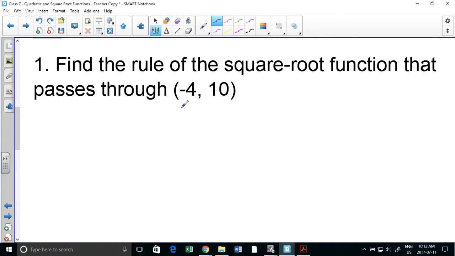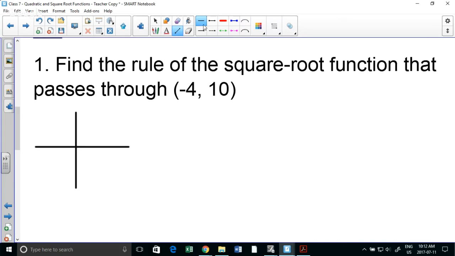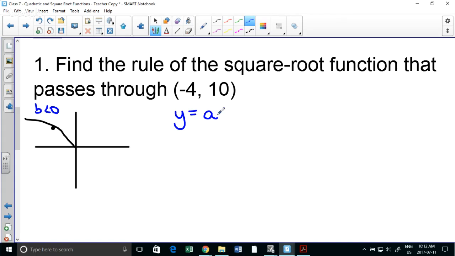Find the rule of the square root function that passes through (-4, 10). The sketch is so rough, it really doesn't matter. I just draw a quick Cartesian plane, and (-4, 10) goes here. Roughly my picture is going to look like this. I know if it's on this side, that means b is negative. So I have this case that I'm working with.